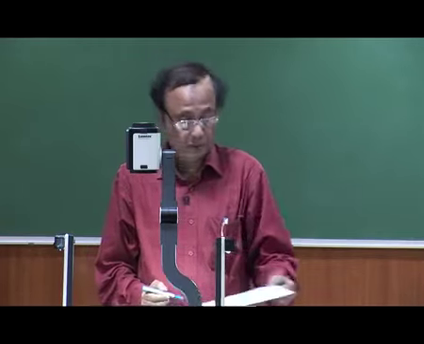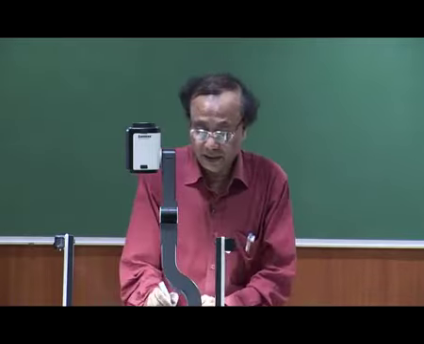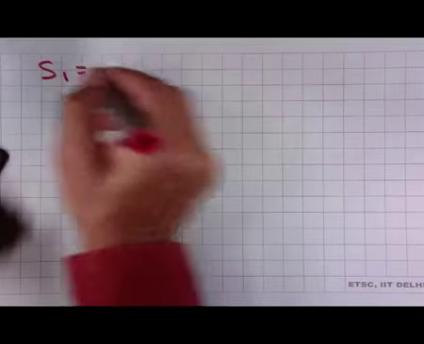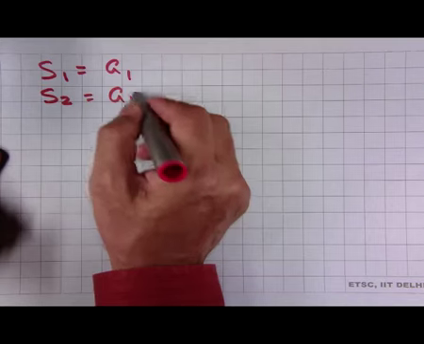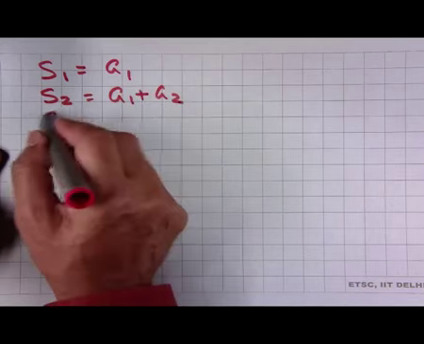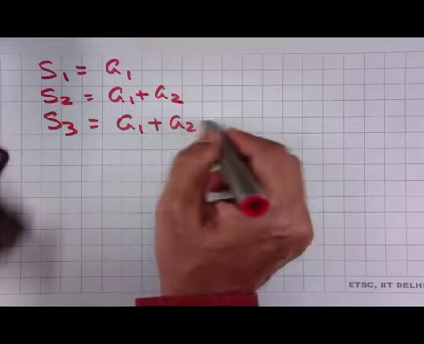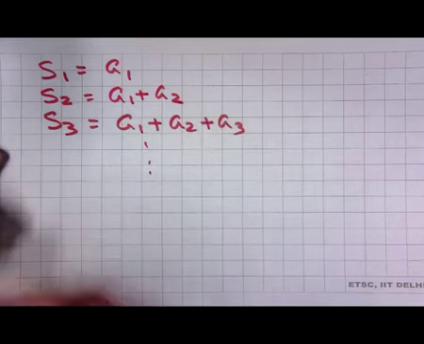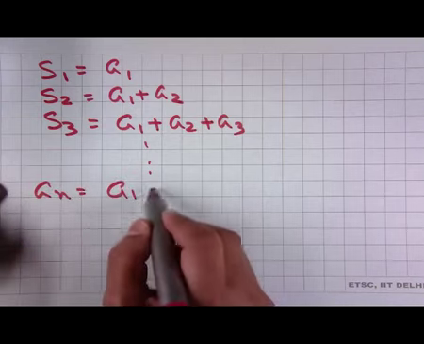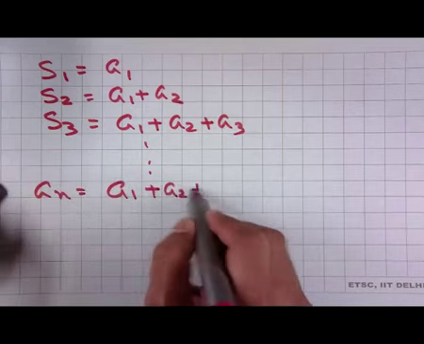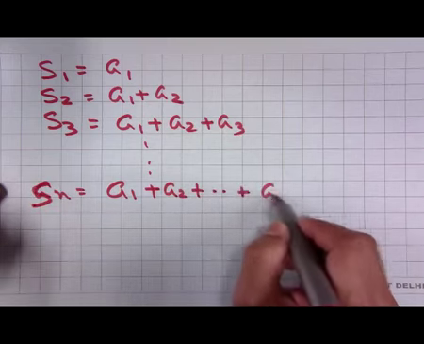So, if we think carefully, we will understand that S1 is equal to A1, S2 is equal to A1 plus A2, S3 is equal to A1 plus A2 plus A3, and Sn is equal to A1 plus A2 up to An.